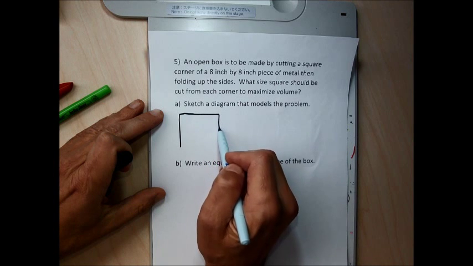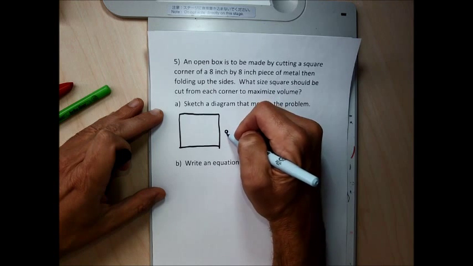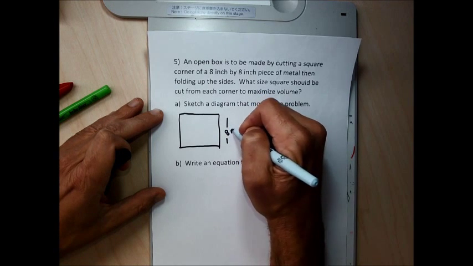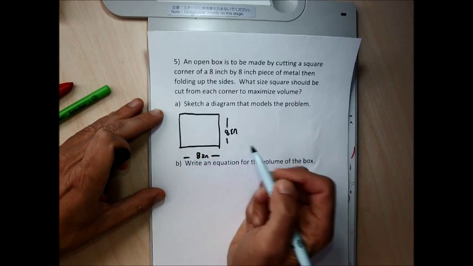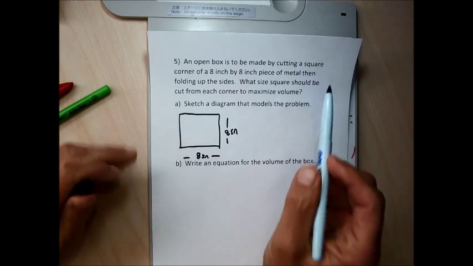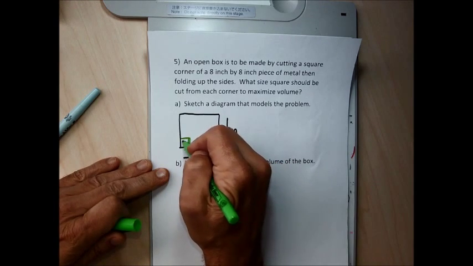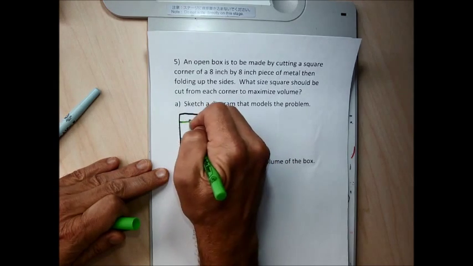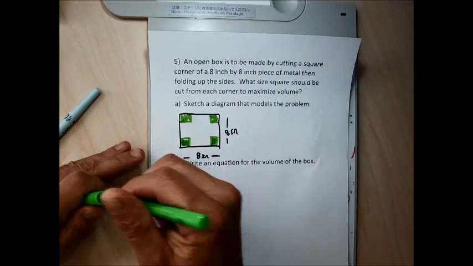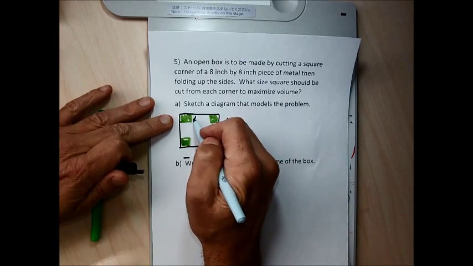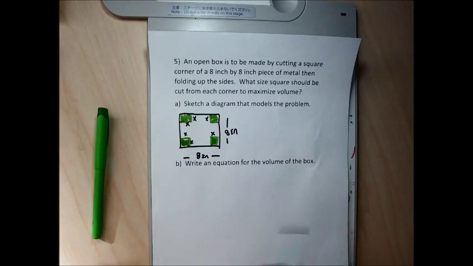square piece of metal that's 8 inches by 8 inches, so this is my initial piece of metal, and then we're going to be cutting corners out of this square that are x by x. So I'm going to cut a corner out here, here, here, and here. And each of my cuts are going to be x by x cuts. And then after I make the cuts, I'm going to fold up and make a box.